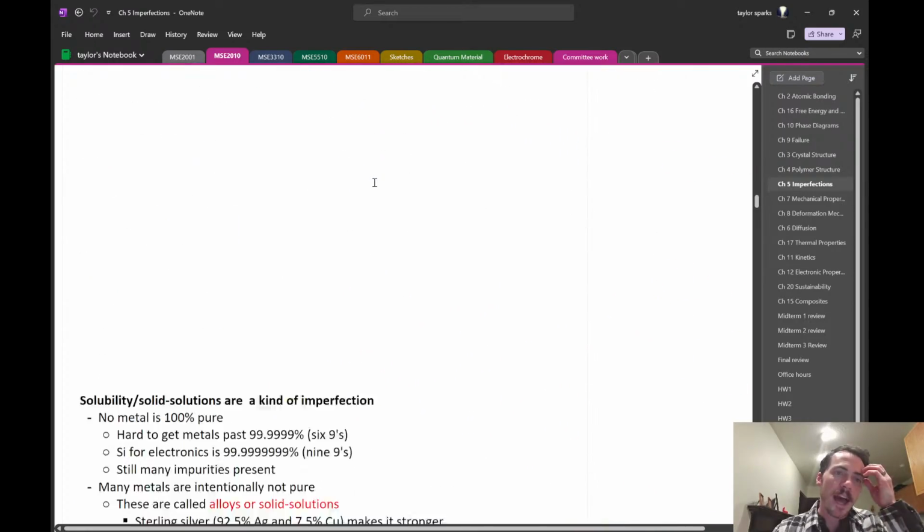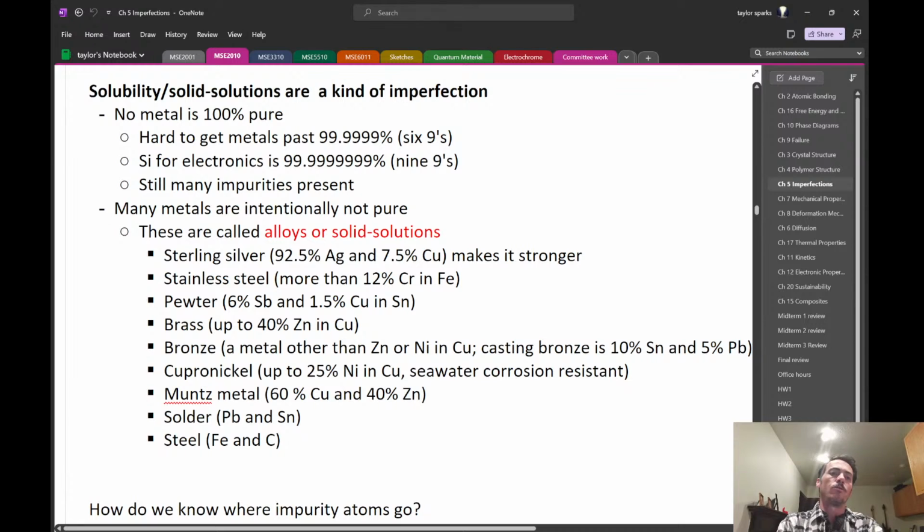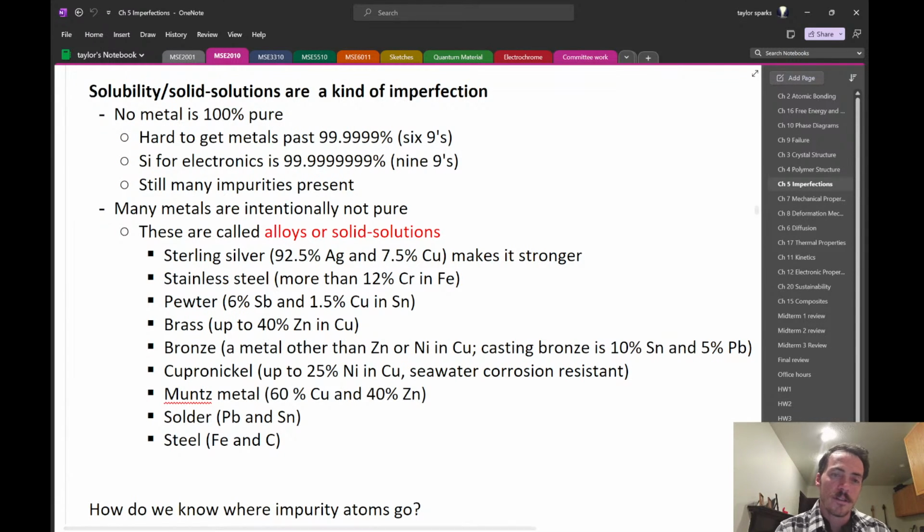So the idea behind alloys and pure metals is to start to use defects on purpose. For example, sterling silver is a good example of this. It is 92% silver and about 7 or 8% copper. Now, adding copper does two things. It does many things. It probably changes the density.